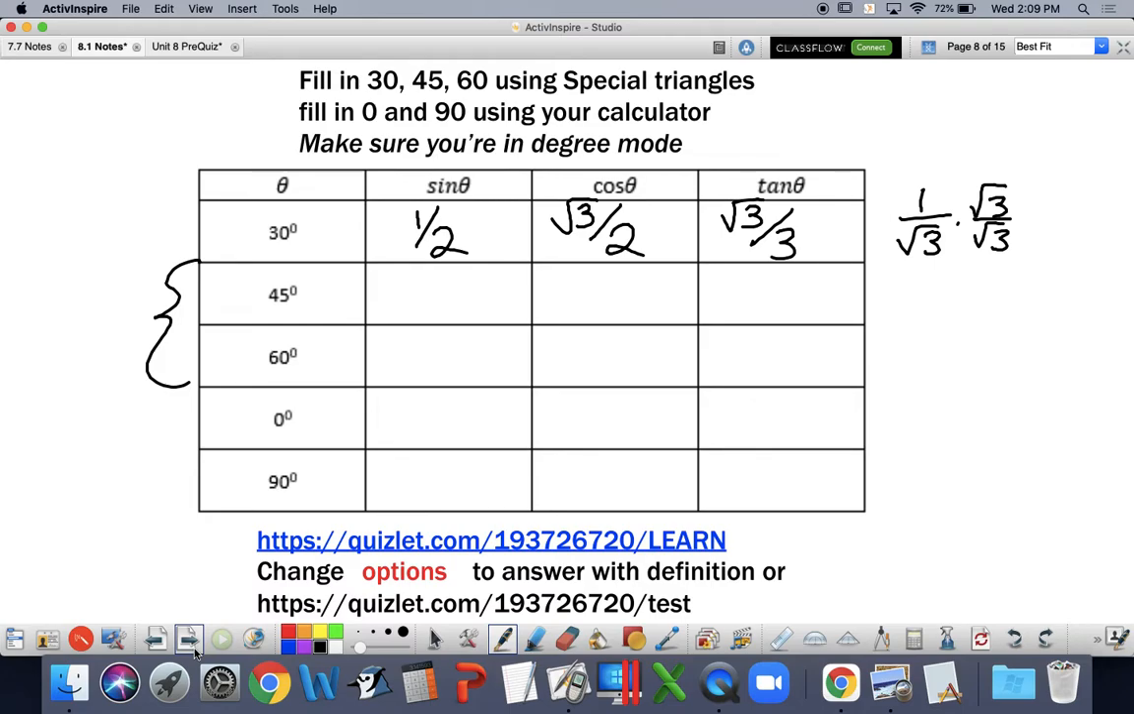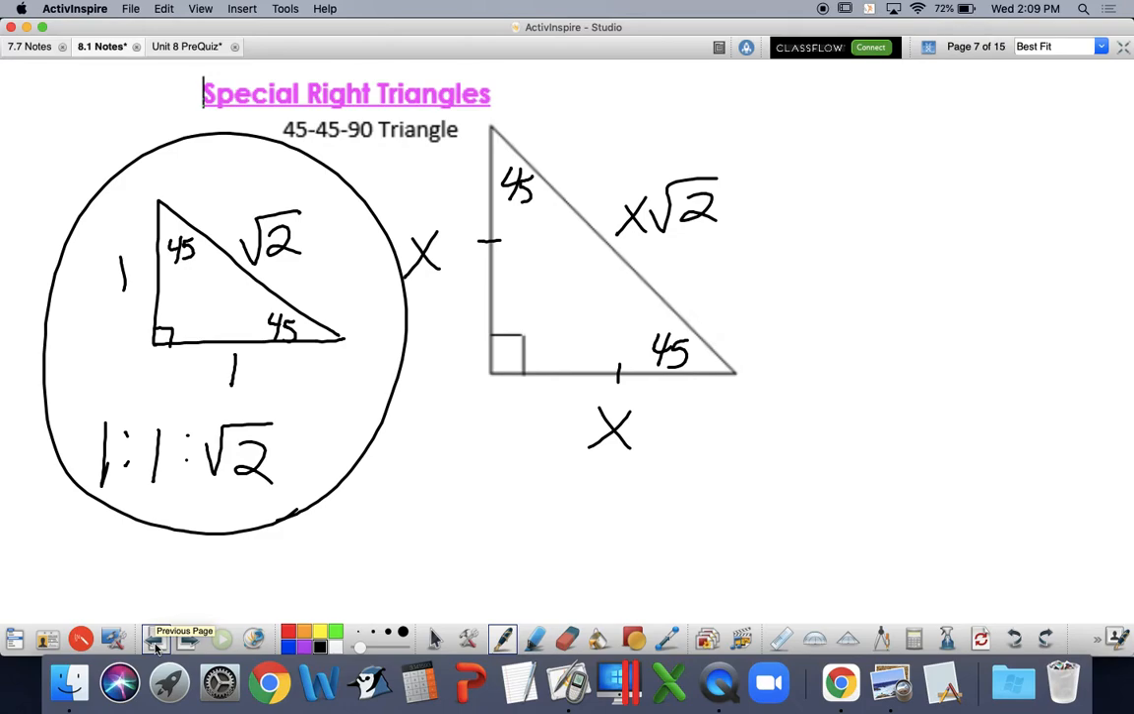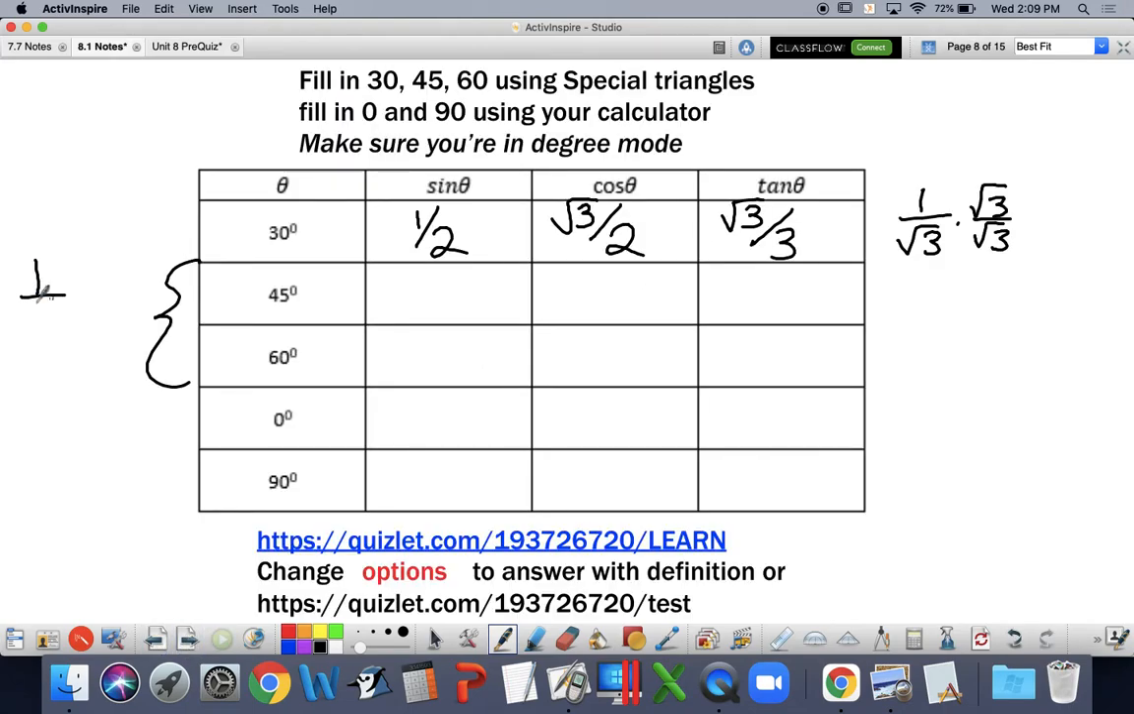All right, let's go over these. So for 45 degrees, I'm going to look at my smaller triangle. Sine is opposite over hypotenuse, so 1 over the square root of 2, but then I have to get rid of that square root of 2 in the denominator. So I get the square root of 2 over 2. Same thing for cosine. And then for tangent, 1 over 1, you can write it as 1 over 1 if you want, or just 1.